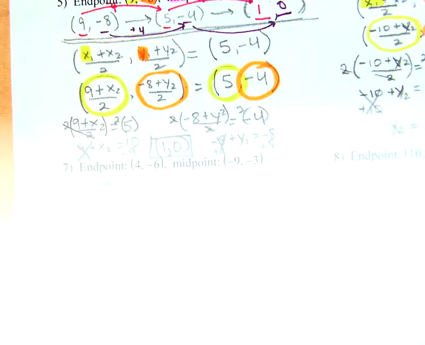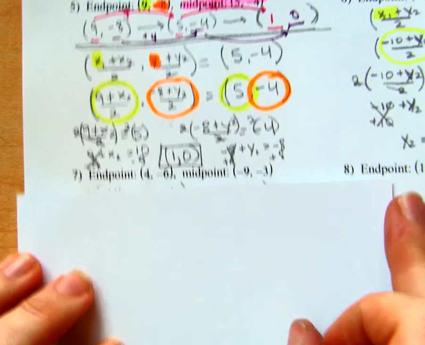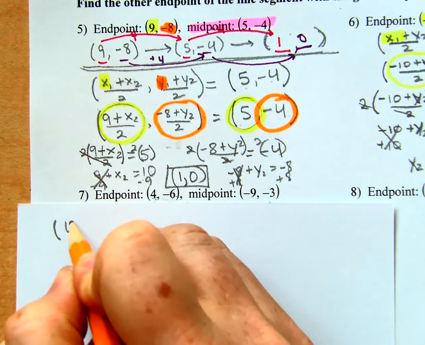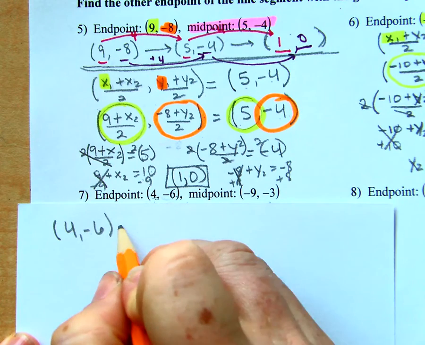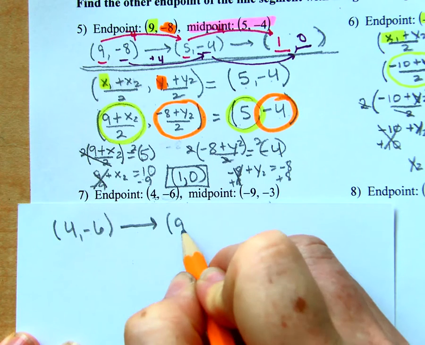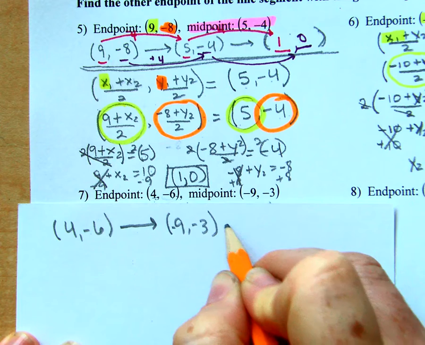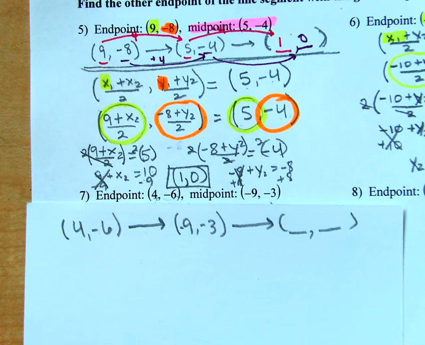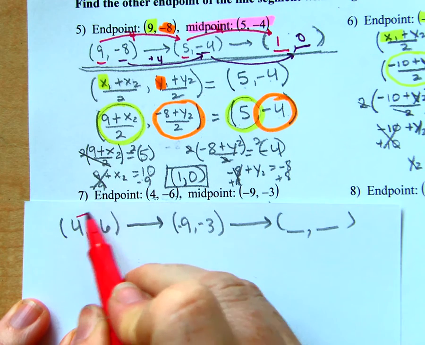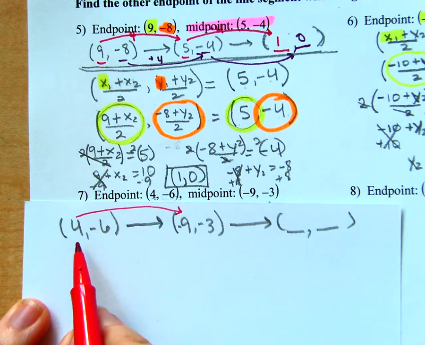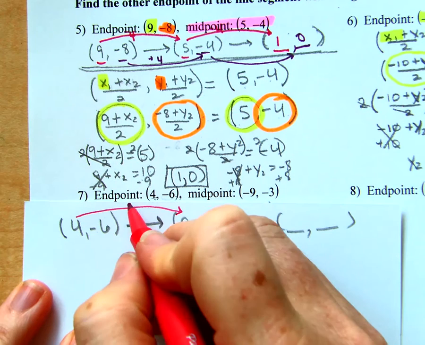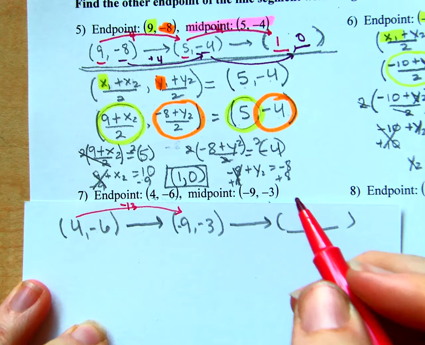And I'll do this one more way, the intuitive way. So I'm just going to flip my card over here. So I have an endpoint at 4, -6. I have a midpoint at -9, -3. And I want to figure out what's the endpoint on the other side of that midpoint. Okay? So I think to myself, how far is it from 4 to -9? So I need to go down 4 to 0 and then 9 more to -9. So I'm actually decreasing by 13, right?